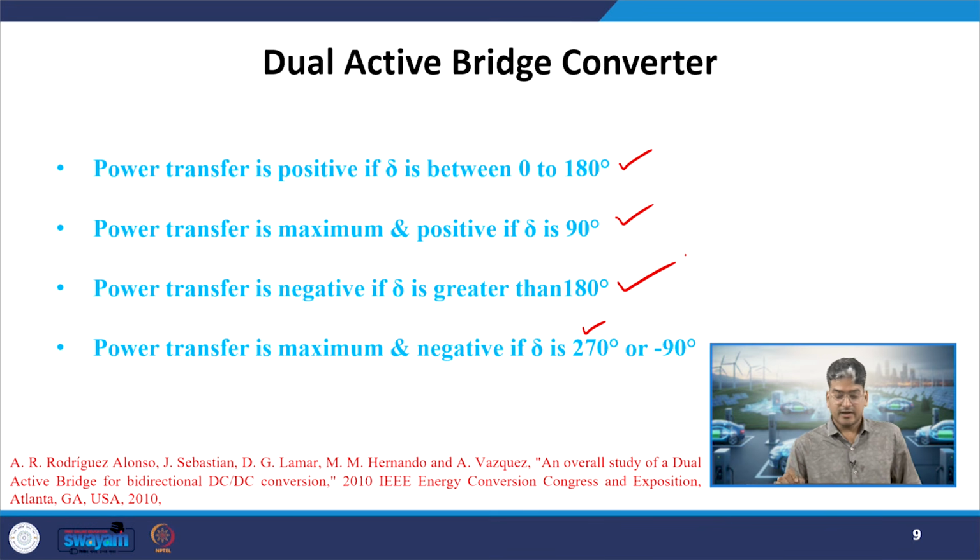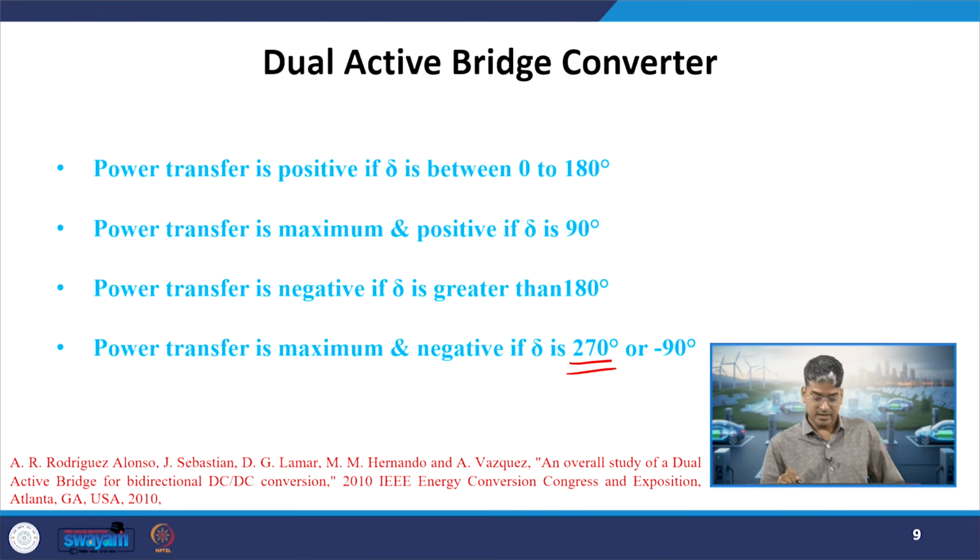So, when I control the delta value between 0 to 180, I see the power is flowing in one direction. When it is between 180 to 360 degrees, the power will be flowing in the other direction. If I want maximum positive direction of power, I will set the delta value to 90 degrees, and if I want maximum negative power, that is maximum power in the reverse direction, I will set it to 270 degrees. I can say that as minus 90 as well.